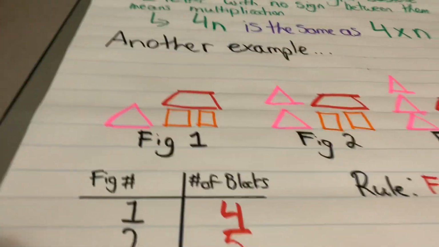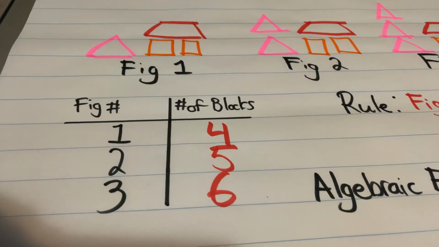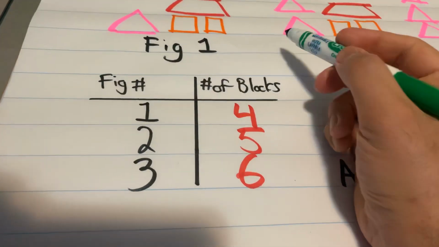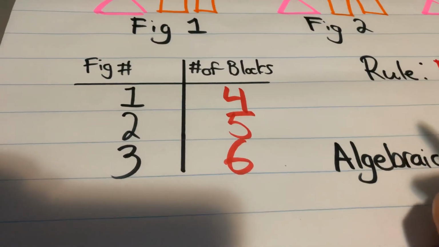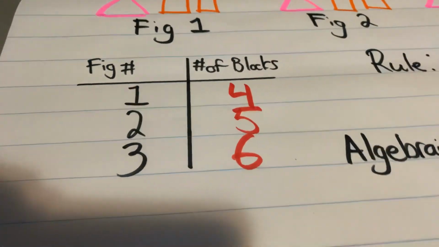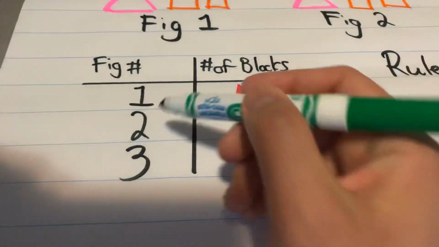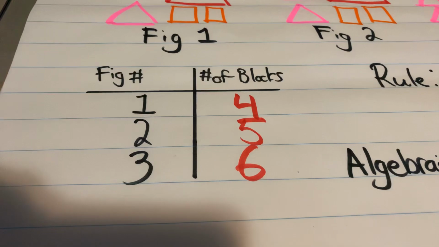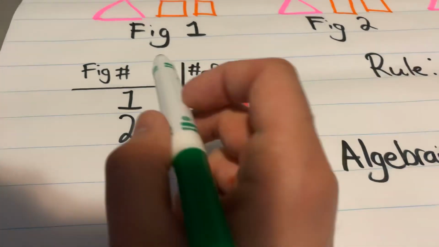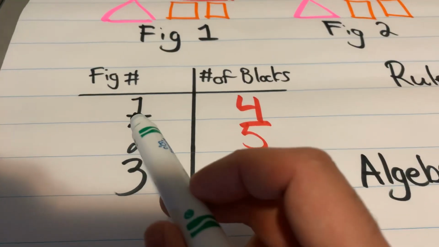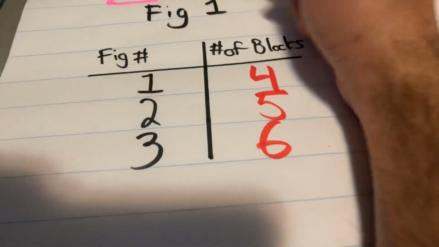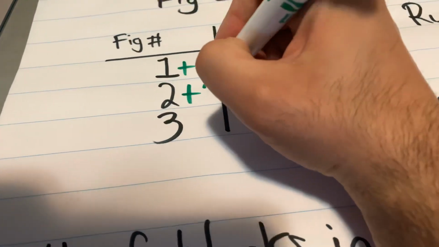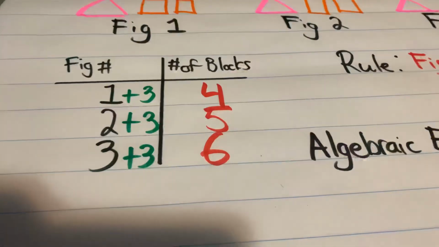Okay, so how do I get... Now, if I look at the pattern going down, 4, 5, 6, it's increasing by 1, which is great. Nothing wrong with that. The problem is, add 1 every time doesn't tell me how to find out for any figure number. So I always have to go across the chart. How do I get from 1 to 4? How do I get from 2 to 5? How do I get from 3 to 6? Well, I add 3. 1 plus 3 is 4. 2 plus 3 is 5. 3 plus 3 is 6.